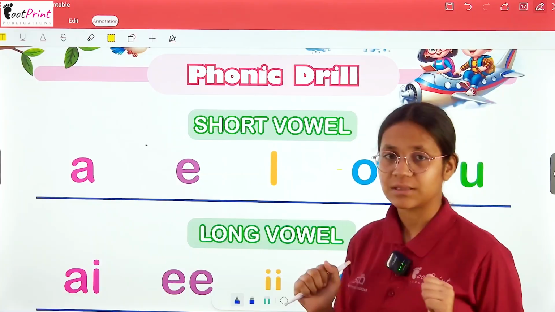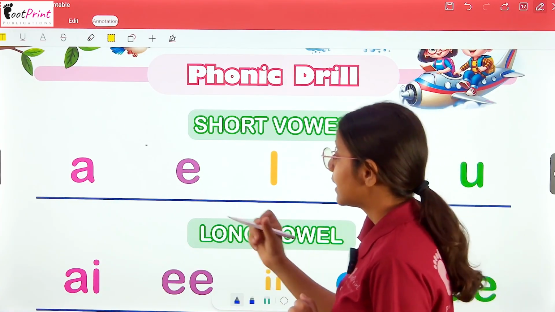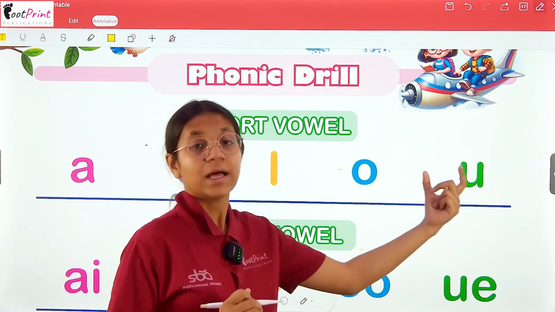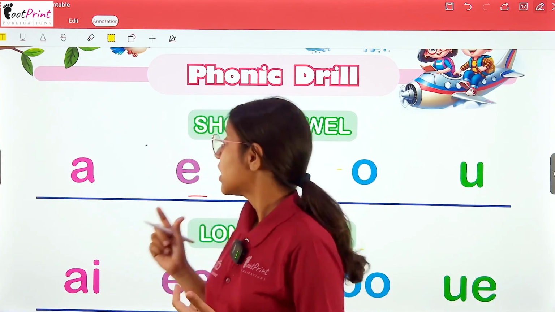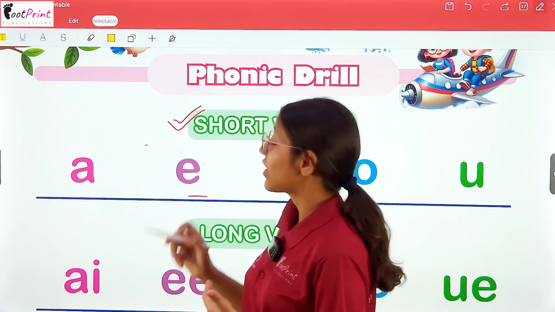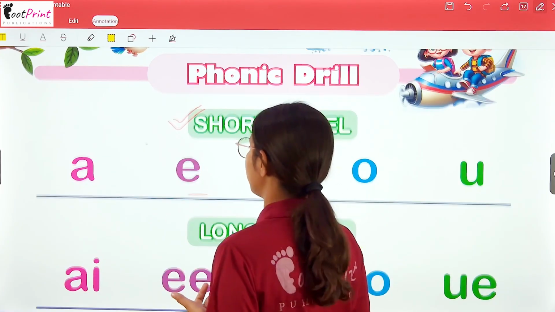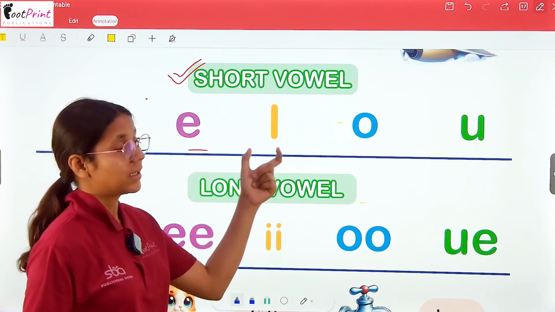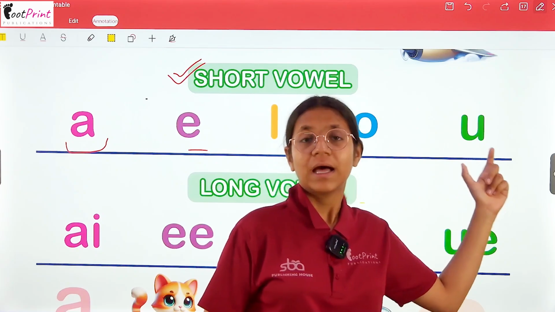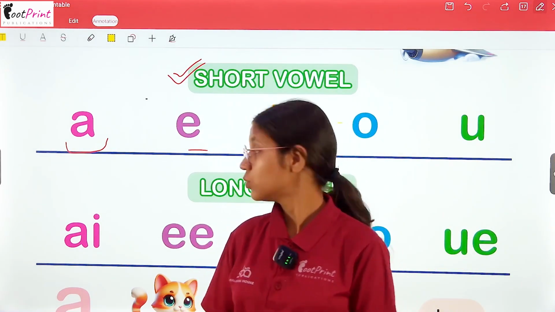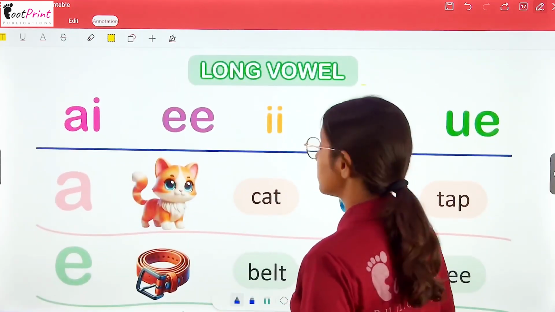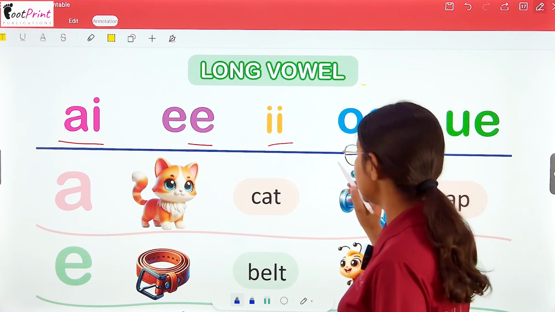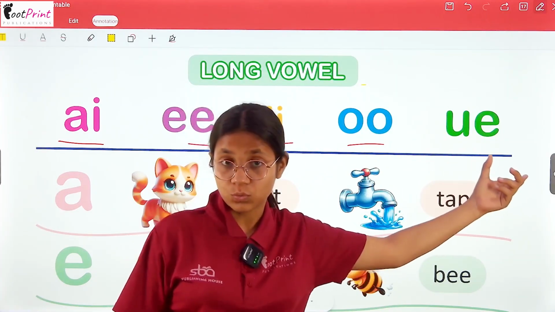Now the phonics drill. Short vowels. A, E, I, O and U. Repeat after me. There are five short vowels in our alphabet. So what are those? A, E, I, O and the last one U. In a similar way, there are long vowels also. A, E, I, O, U.